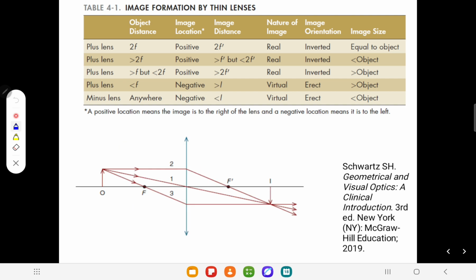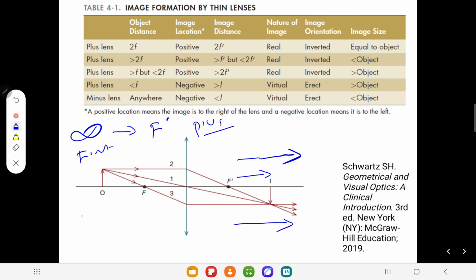Now what happens if we put the object at a finite distance? That's very important. When we put the object at a finite distance in a plus lens, see, when we put the object at infinity, the image will be at the focal length, yes, the secondary focal length. But when we put the object at a finite distance, the image moves away from the focal length. The image will move a little bit away as we keep approaching the object towards the lens. That's a very important point you have to understand.